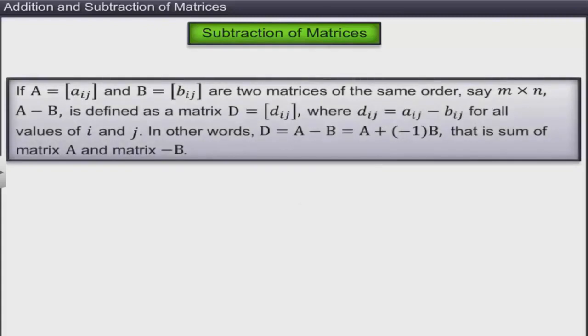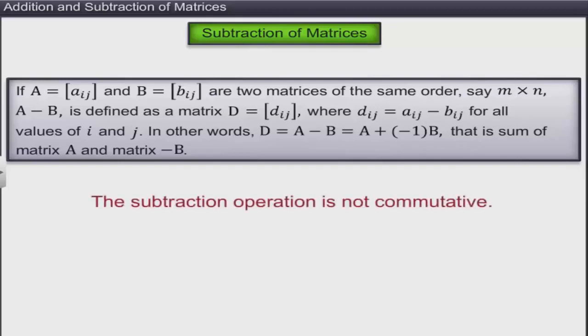If A and B are two matrices of the same order, say m by n, then the difference A minus B is defined as a matrix D. In other words, D is equal to A minus B, which in turn is equal to A plus minus 1 multiplied by B. That is, the sum of matrix A and the matrix minus B. It has to be noted that the subtraction operation is not commutative.